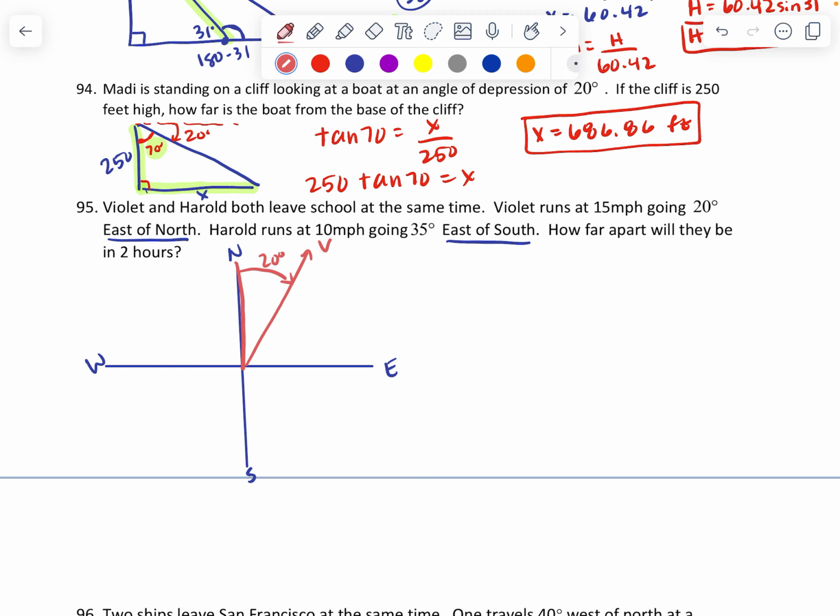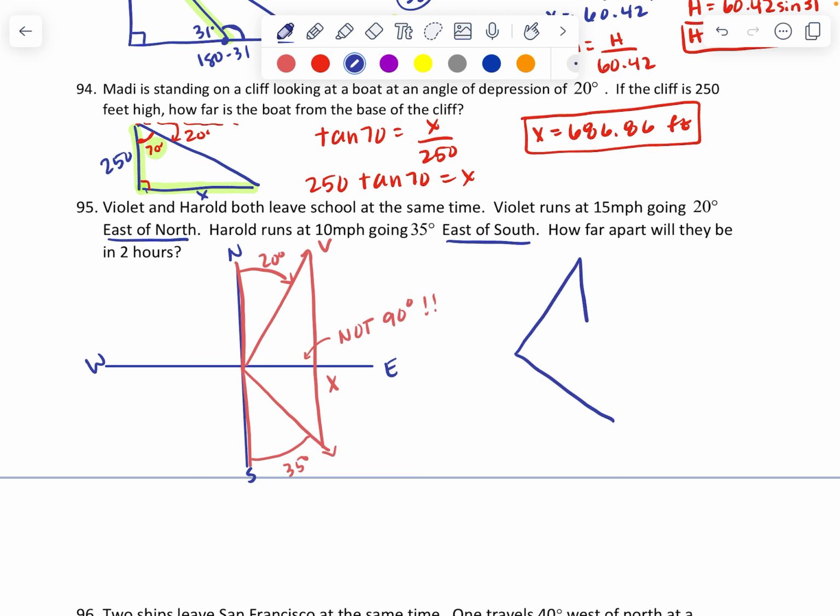Okay, and then Harold runs at 10 miles an hour going 35 degrees east of south. Where here's south. 35 degrees east of that is going to be a little bit more, maybe like that, 35 degrees east of that. So Harold is running in this direction. Okay, and then the question is, how far apart will it be after 2 hours? So I'm looking for this x. Now, you guys, look, this looks like a 90, but this is not 90 degrees. We cannot assume that. A lot of you did that on the test when you took this test a long time ago. Okay, so let's go ahead and take this triangle out of the picture and see what we've got.